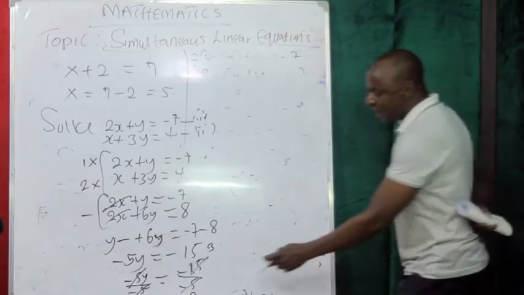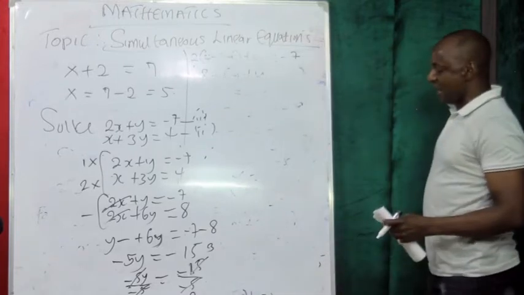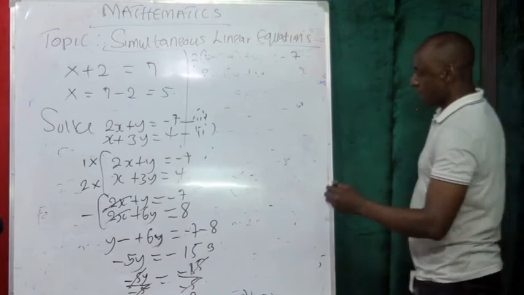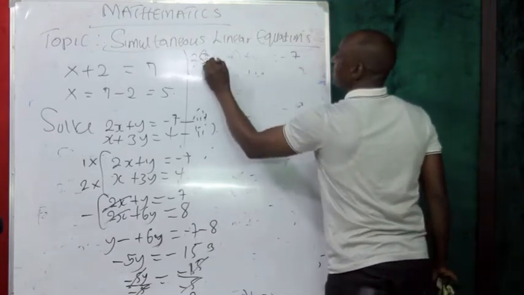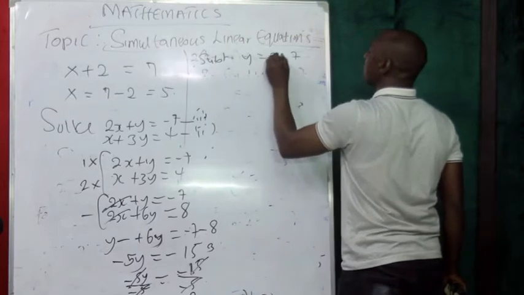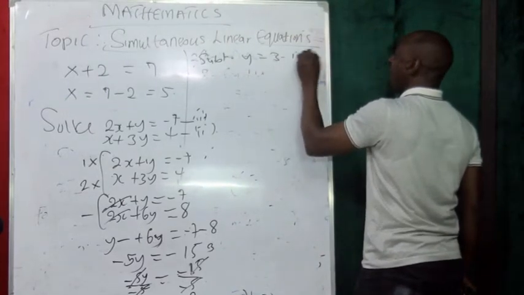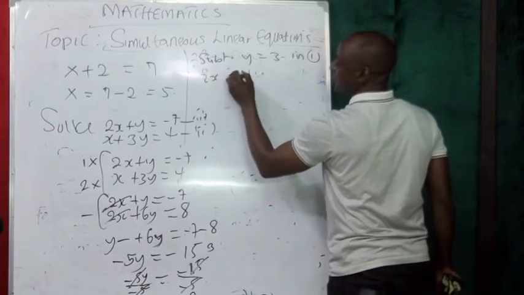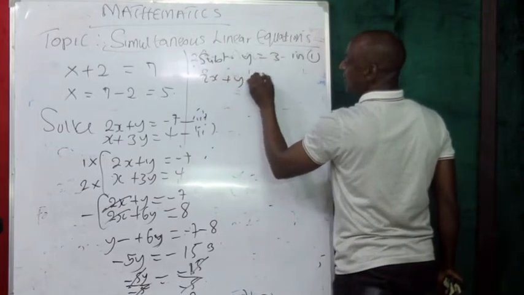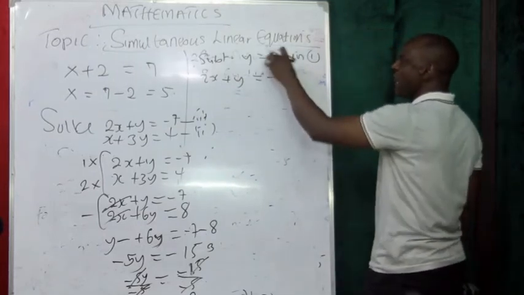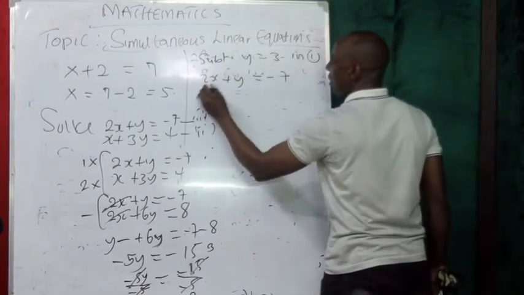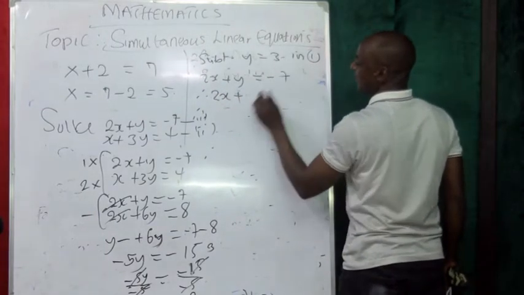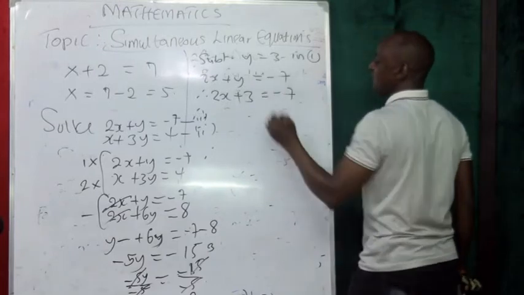So to obtain the value of x using the same equation, either equation 1 or 2, you can substitute y equals 3 in 1 or 2. So you bring your equation 1, you have 2x plus y equals negative 7. Anywhere you see y now, you put your 3. Therefore, you have 2x plus 3 equals negative 7.